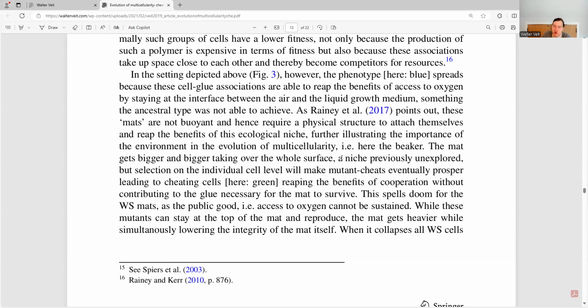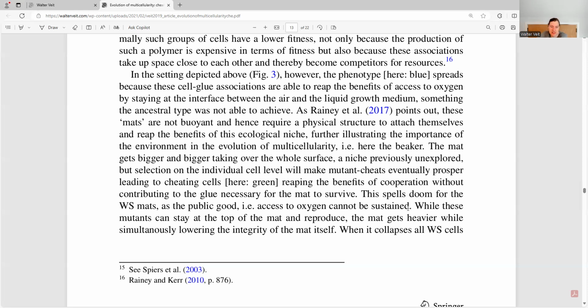But selection on the individual cell level will make mutant cheats eventually prosper, leading to cheating cells, here green, reaping the benefits of cooperation without contributing to the glue necessary for the mat to survive. This spells doom for the Wrinkly Spreader mats, as the public good, that is access to oxygen, cannot be sustained.